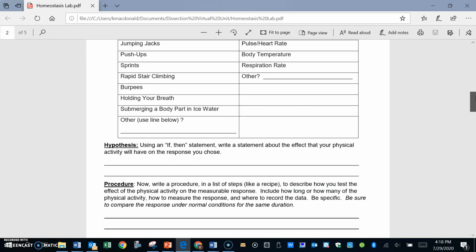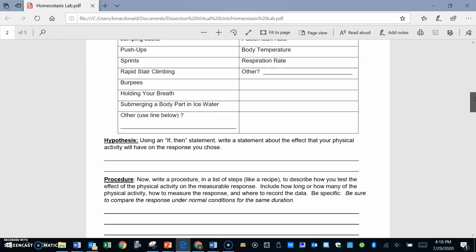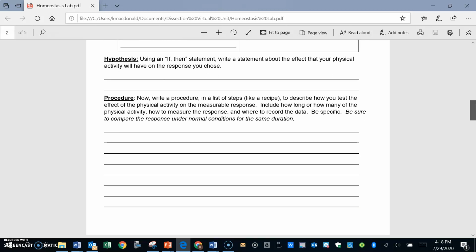Once you have chosen your activity and your measurable response, you're then going to come up with your hypothesis. Remember, a hypothesis is an if-then statement. If I do this, then this will happen. So you need to do your if-then statement.